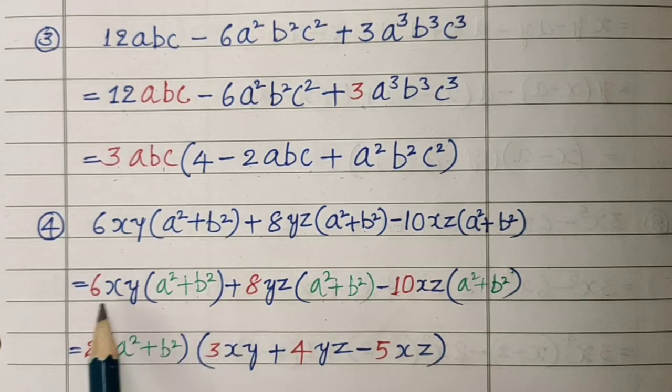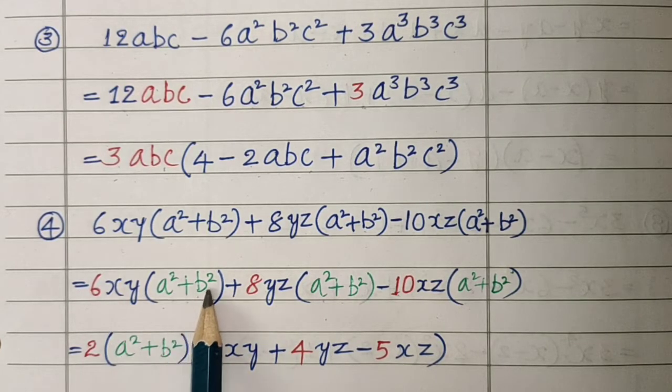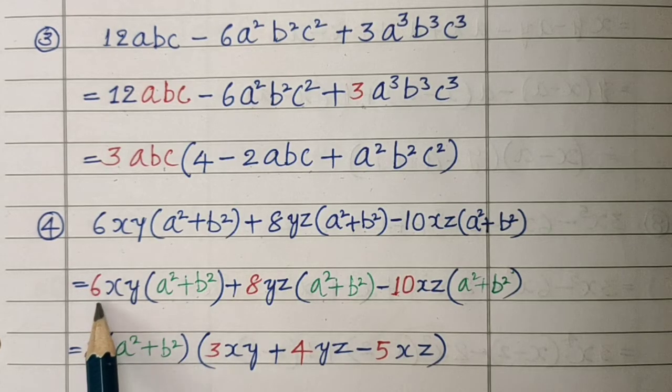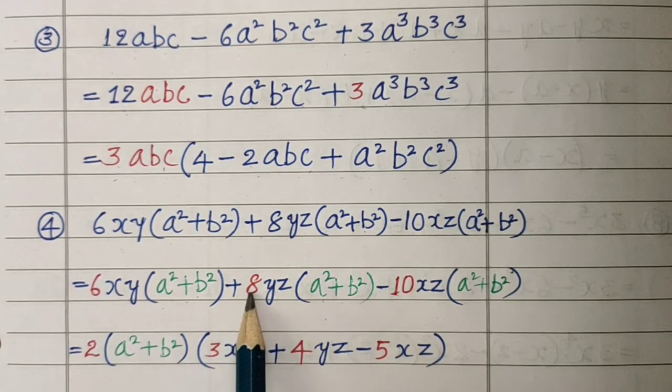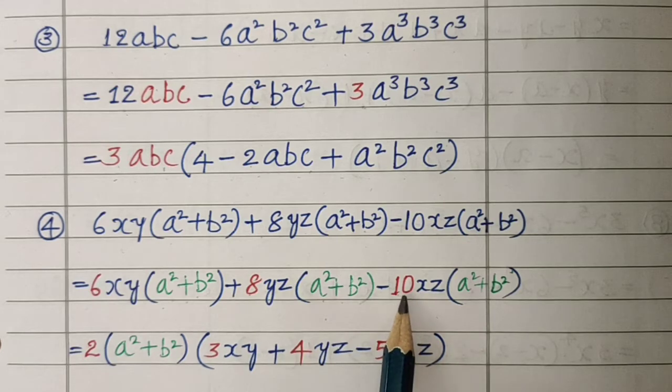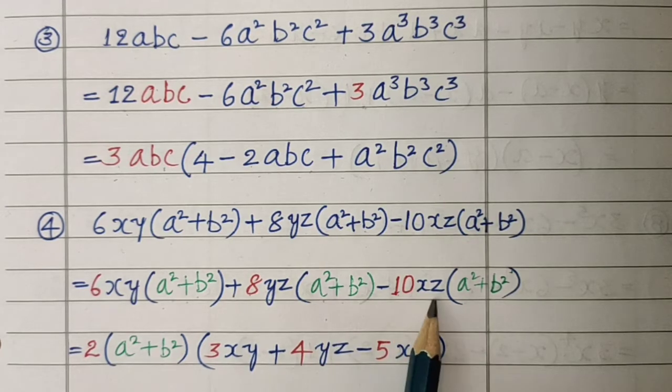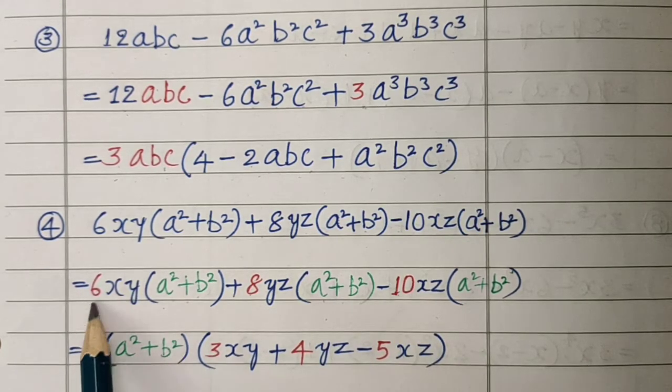Once you take out 2 and a square plus b square, we are left with 3xy in this, 4yz in this, minus 5xz in this. 2 threes are 6, 2 fours are 8, 2 fives are 10.